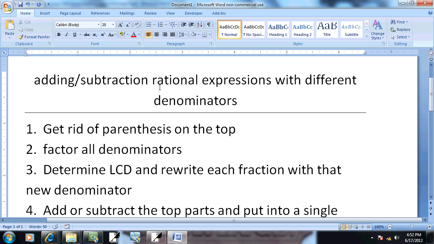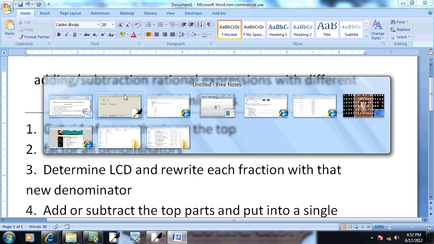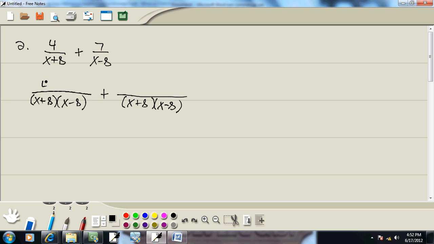And our step says, determine the least common denominator, rewrite each fraction with a new denominator. Well, you have to look at your old fraction, specifically the bottom part. Here we got an x plus 8. The x plus 8 is still there. The new thing right next to it is an x minus 8. Since we put that down there, we have to put it up on top. Basically, what you multiply by the bottom, you have to multiply by the top.